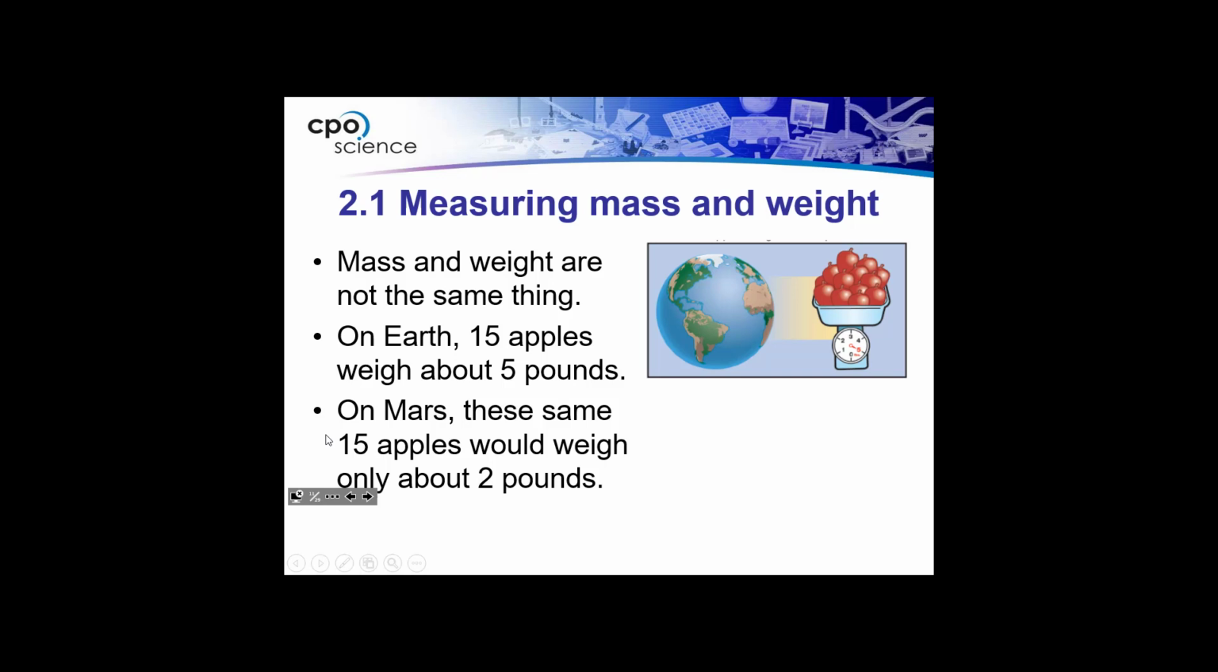So on Earth, 15 apples weigh approximately 15 pounds. On Mars, these same 15 apples are going to weigh a lot less because Mars has a lot less gravity. Their mass has not changed. 15 apples on Earth and 15 apples on Mars have the same mass, but they do not have the same weight.